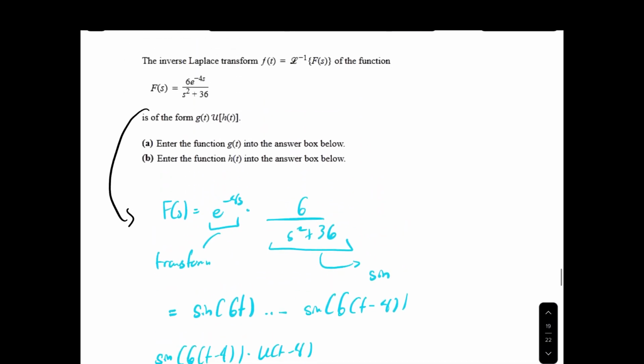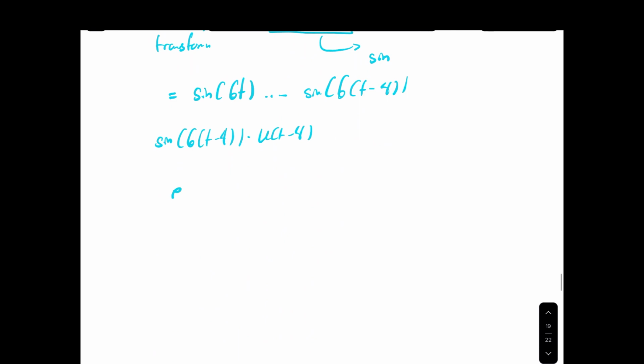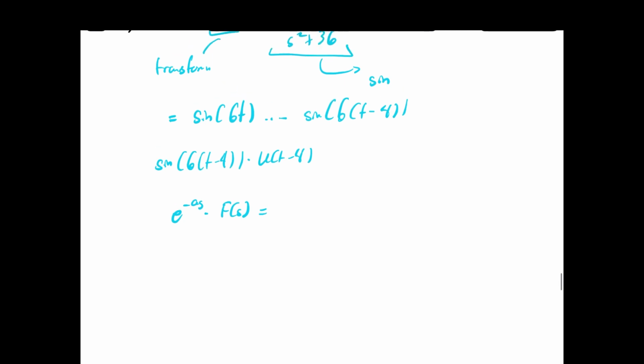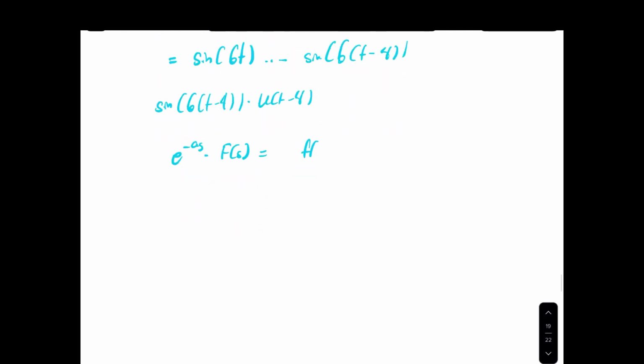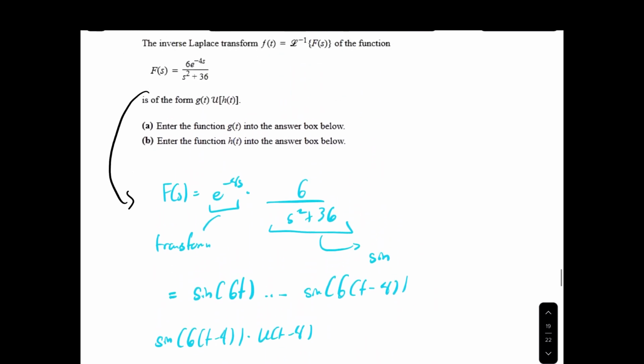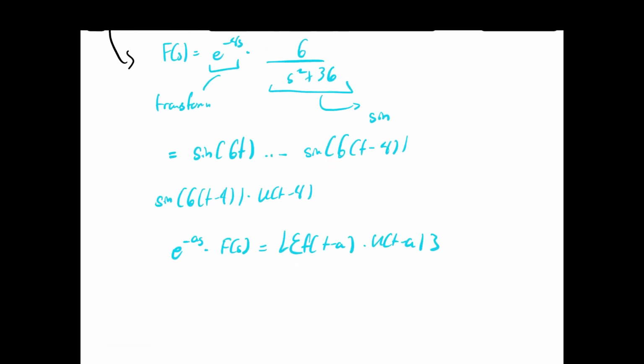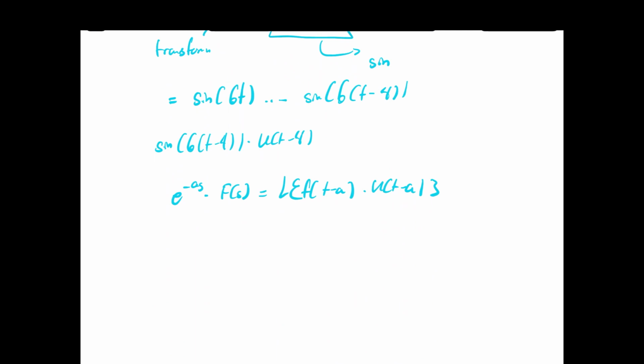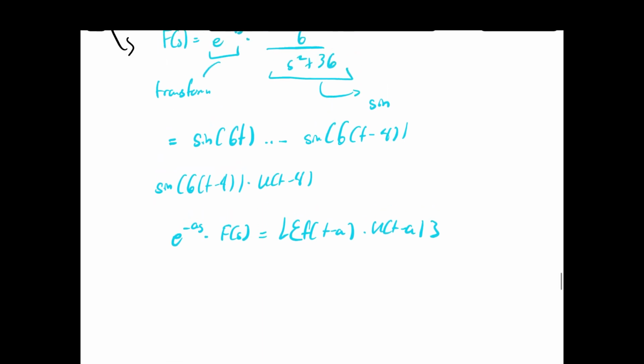And yeah, this is based off of e to the negative as times F of s equals f of t minus a times u of t minus a. I think it was something like that. In this case, the inverse Laplace. Yeah, okay. I think I just wrote this off memory, but I think that's how it applies, because if I take the inverse Laplace of this, then I'm going to get the inside of that, which is what I'm looking for. Okay, cool.